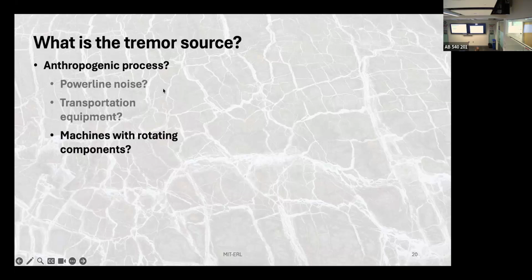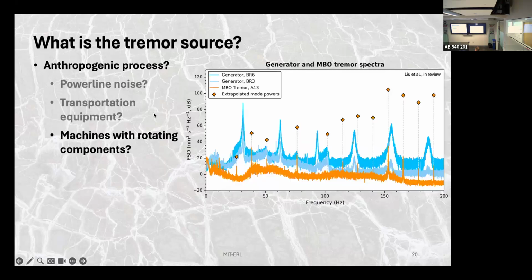And finally, the most plausible anthropogenic process for generating our signal is some sort of machine with a rotating component, such as a power generator or a water pump. And in this case, the rotating rate of that machine dictates the frequency of the fundamental mode. So to look into this possibility, we actually found the signals of a diesel generator recorded on public seismic data.